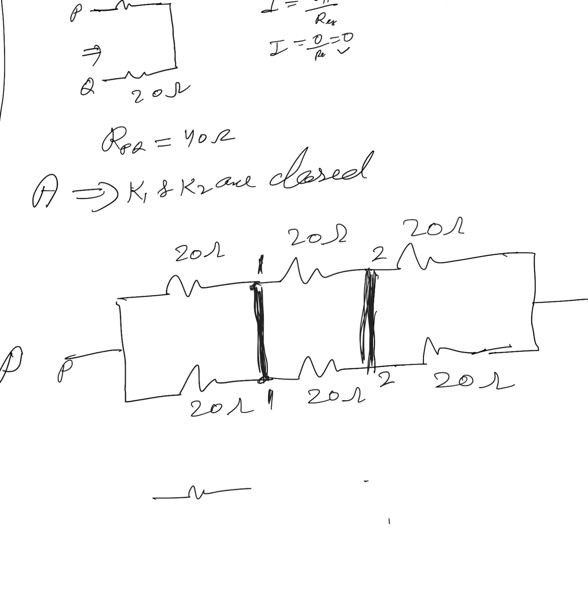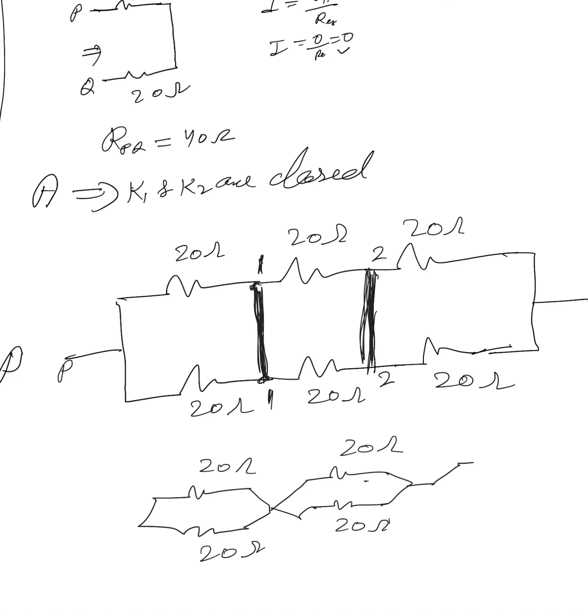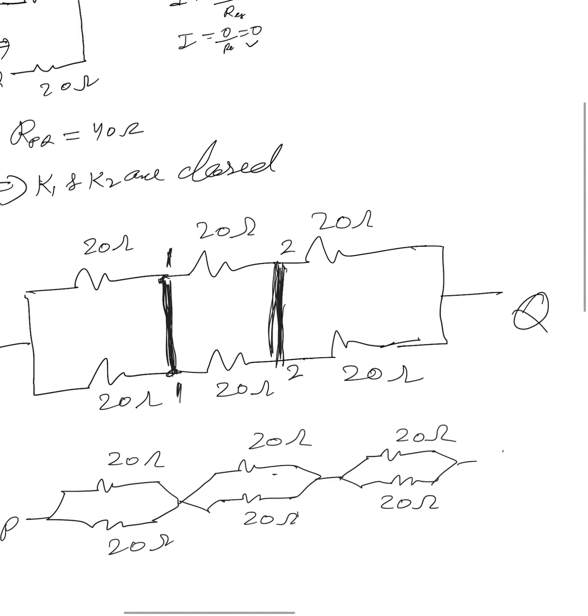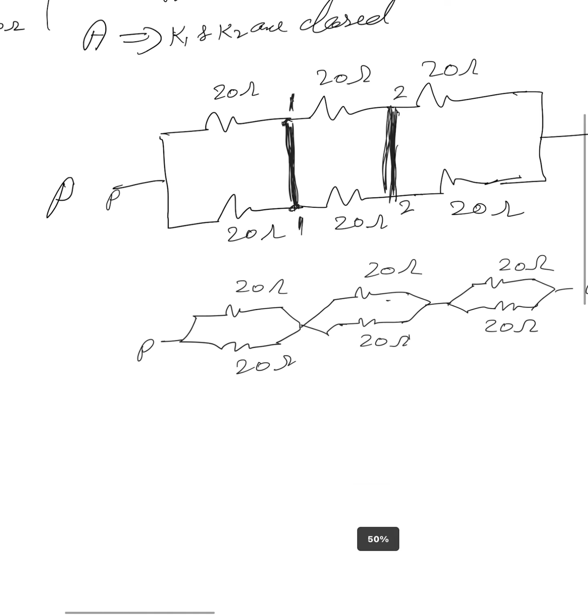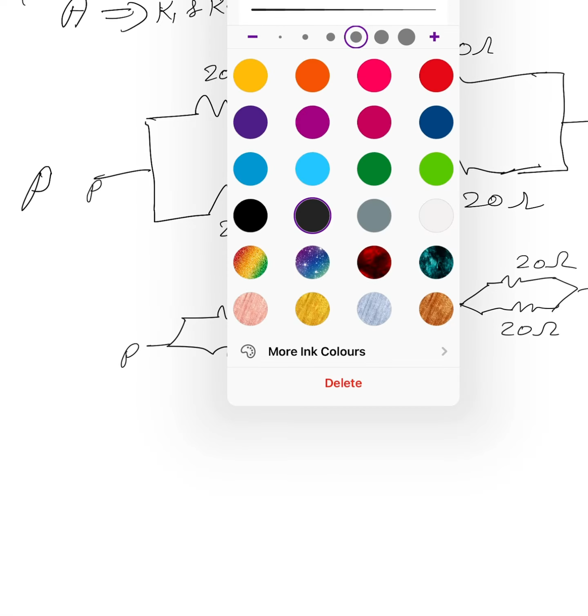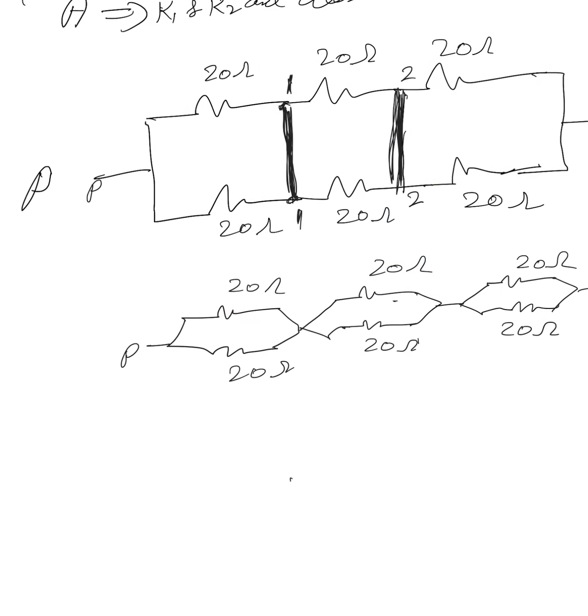So you can make here this one 20 ohm and here 20 ohm. Similarly here 20 ohm and this one is also 20 ohm. Now this one is 20 ohm. Now this one is also 20 ohm. That is P and that is Q. Clear or not?